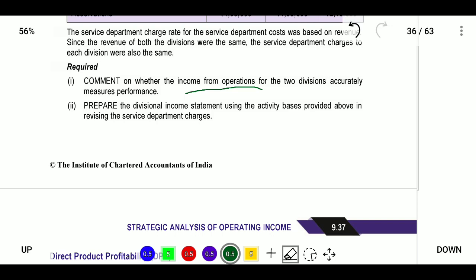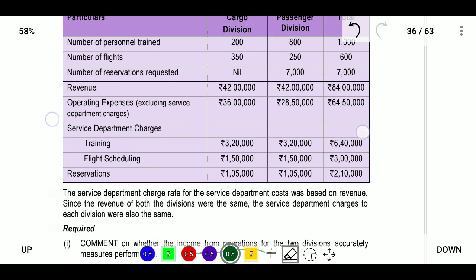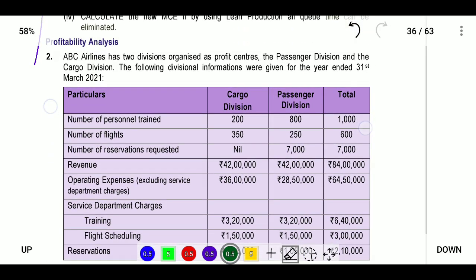Next, prepare the divisional income statement using the activity-based costing provided above in the revised service department charges. So we are required to provide activity-based costing. Activity based means we will use the activities and cost drivers to produce the income statement. Okay, identified. For now we will see the question.